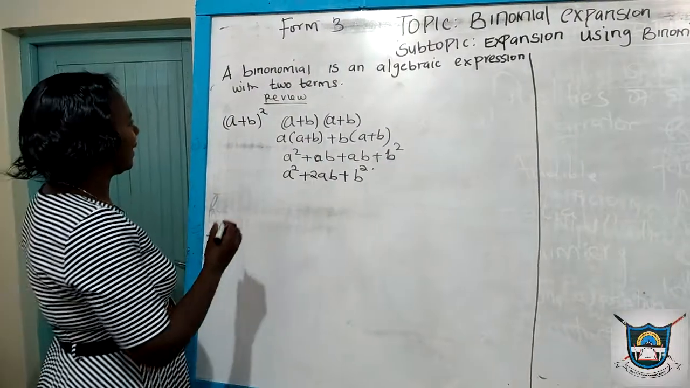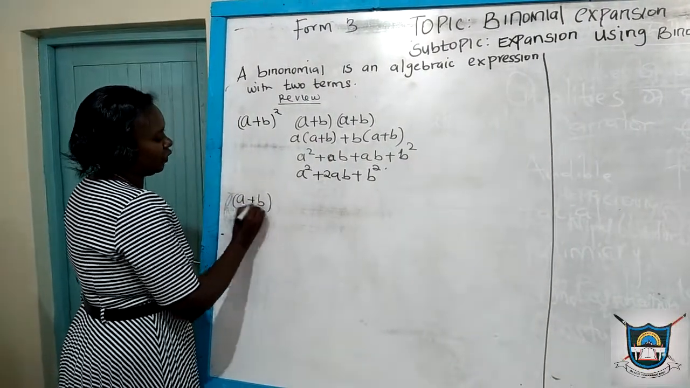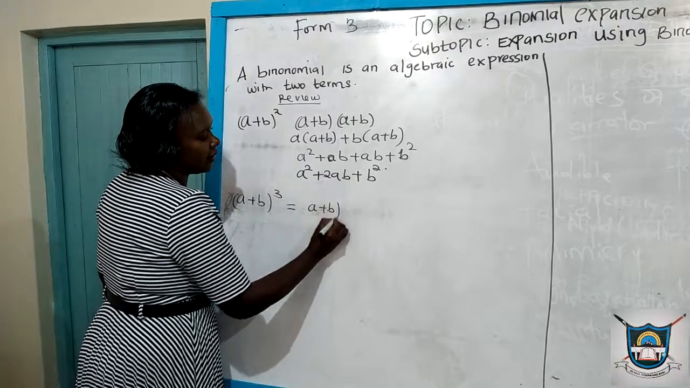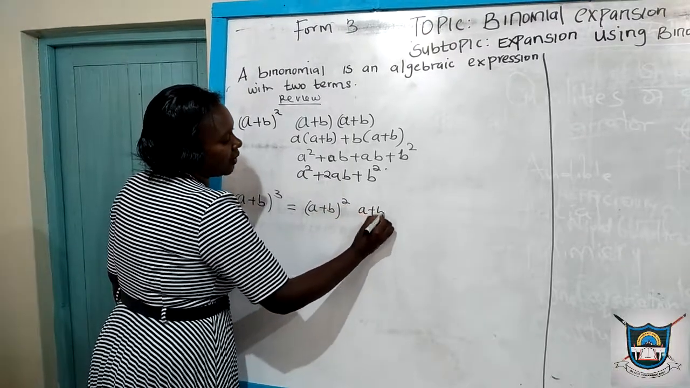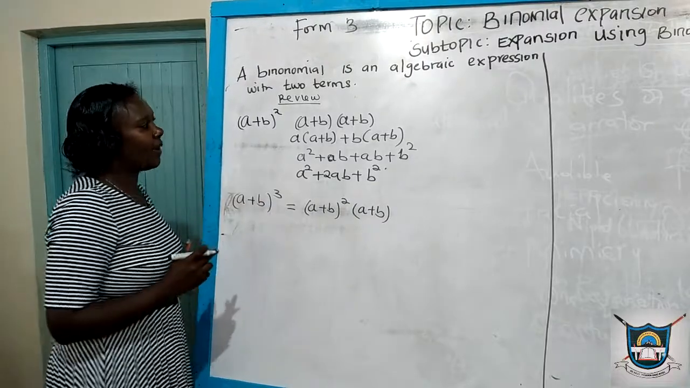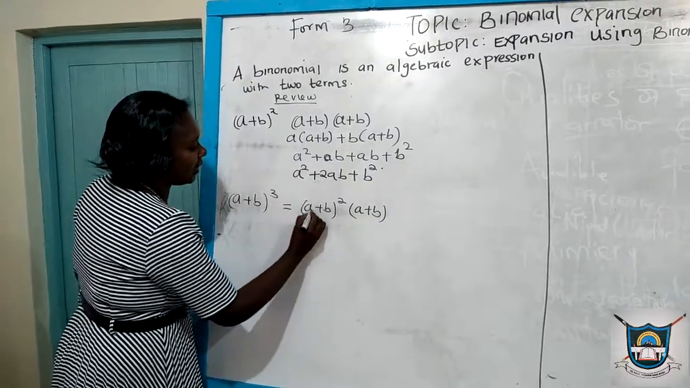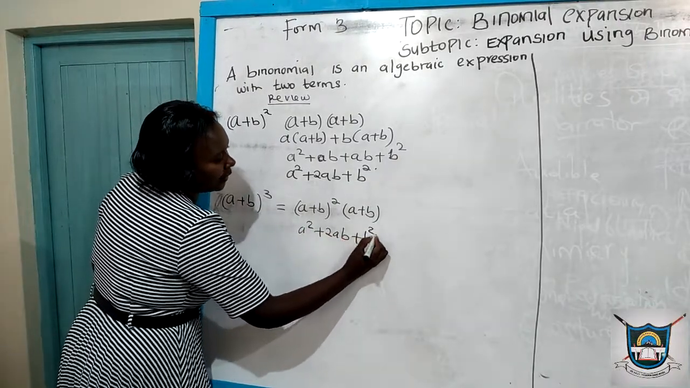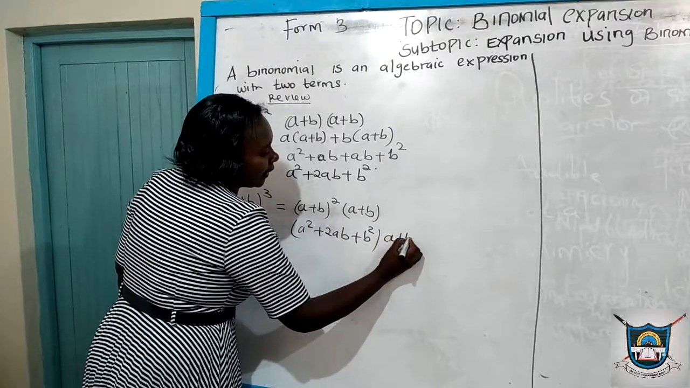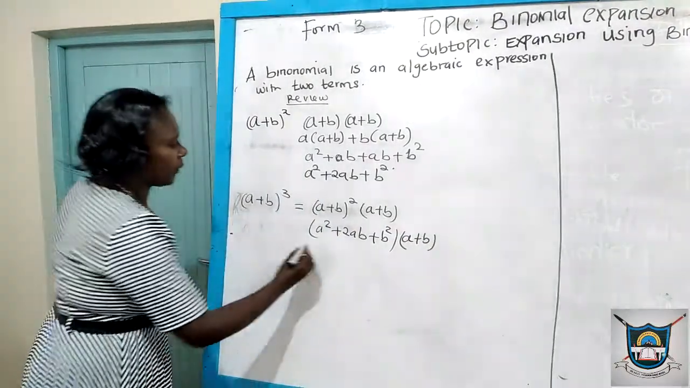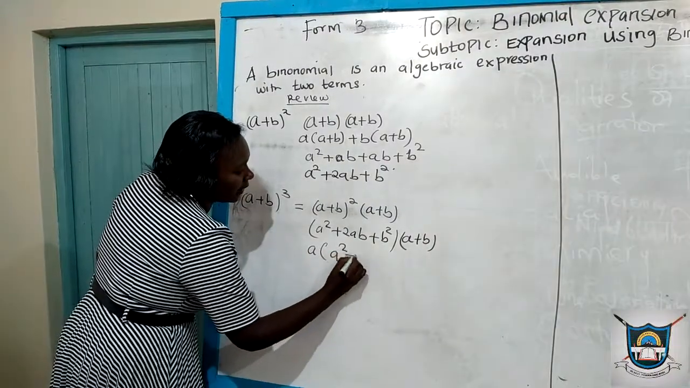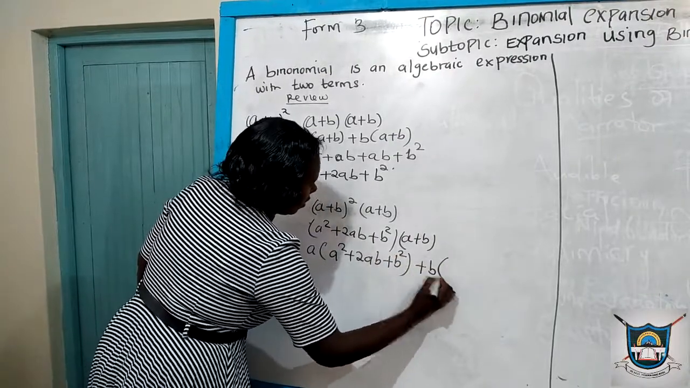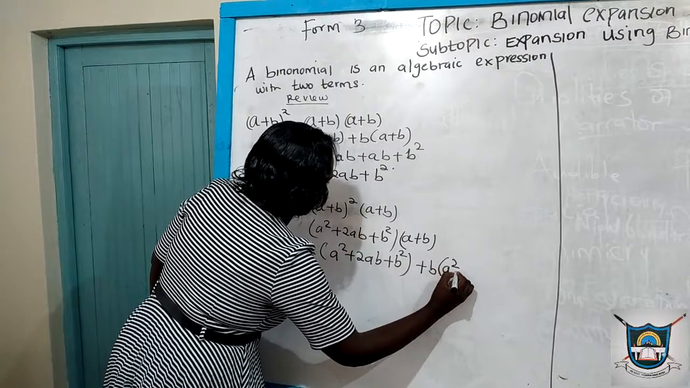We can as well expand (a + b) to power 3, or cubed. This means (a + b) squared multiplied by (a + b). Because we have already done (a + b) squared, we already have it: a squared plus 2ab plus b squared. Now all this we multiply by (a + b). So we will have a multiplied by a squared plus 2ab plus b squared, plus b multiplied by the same.